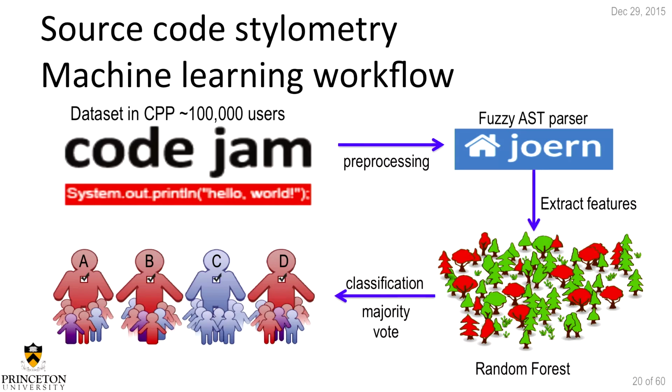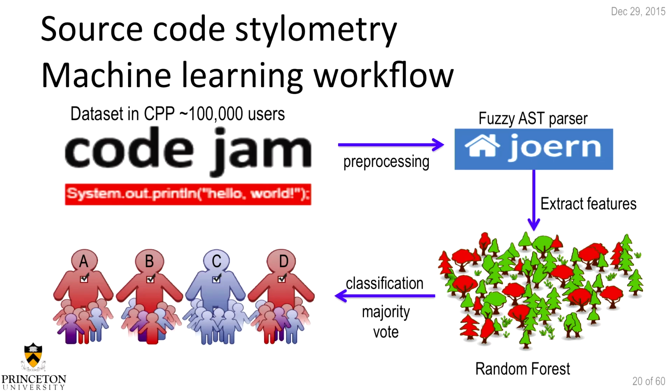So we have our general machine learning setup. First of all, we need data with ground truth. So we go to Google Code Jam. It's an international annual programming competition. And we collected a data set, and it was in C++ because that was the most commonly used language in this competition. And we had about 100,000 users from different years. We have our data set.